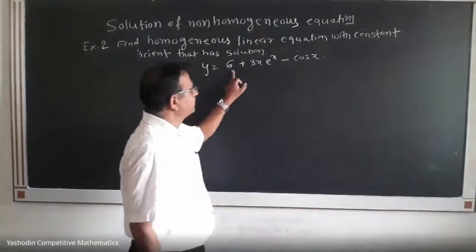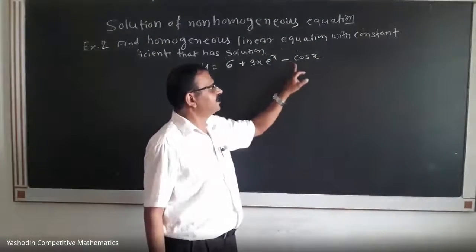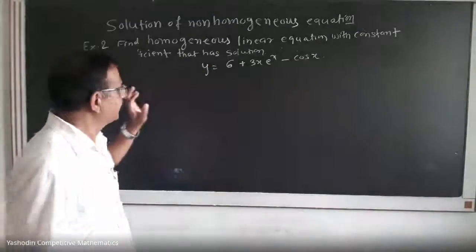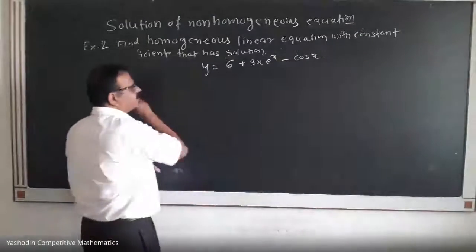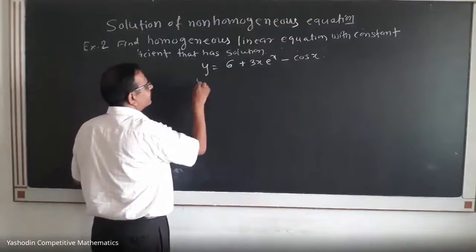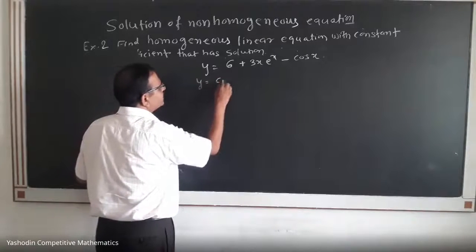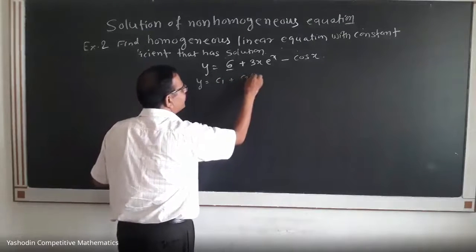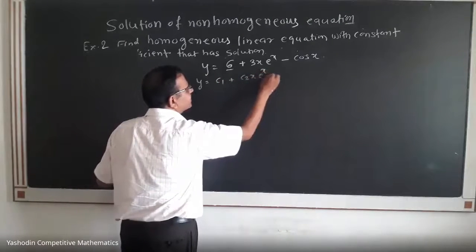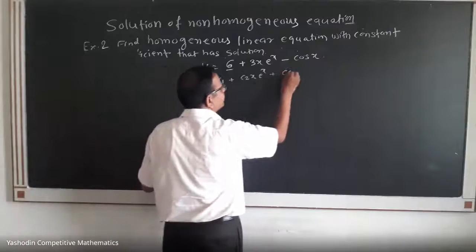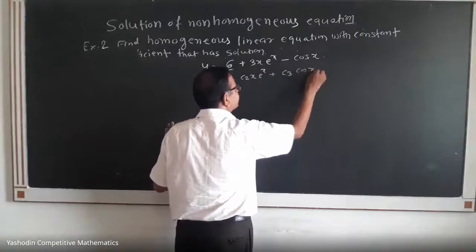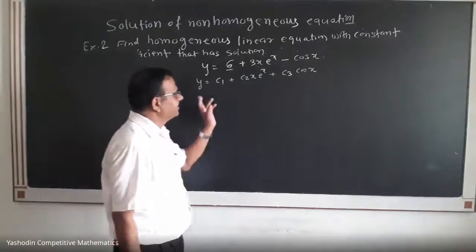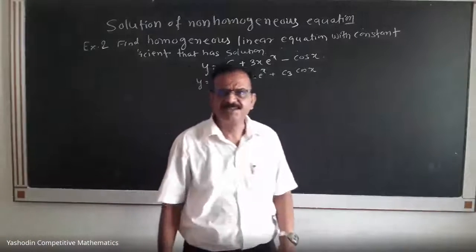y equal to 6 plus 3x e raised to x minus cos x is a solution. Therefore, its general solution can be written as y equal to c1 plus c2 x e raised to x plus c3 cos x. See, there are three terms. We shall take them one by one.